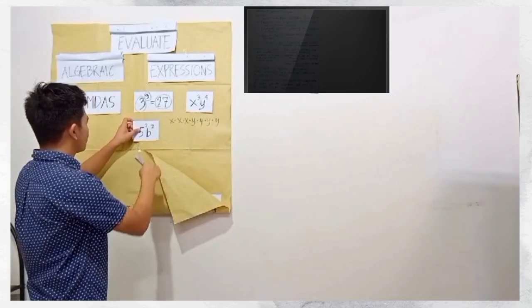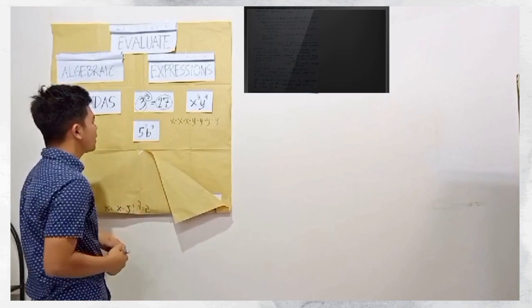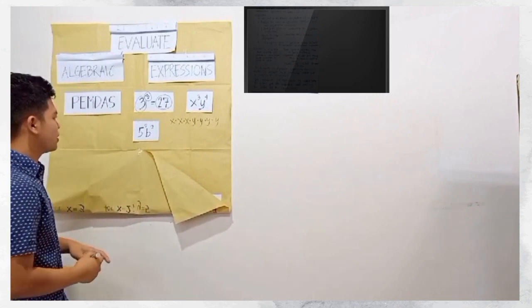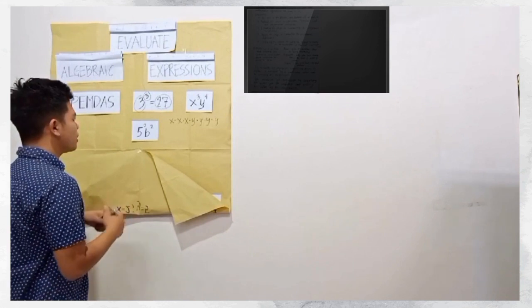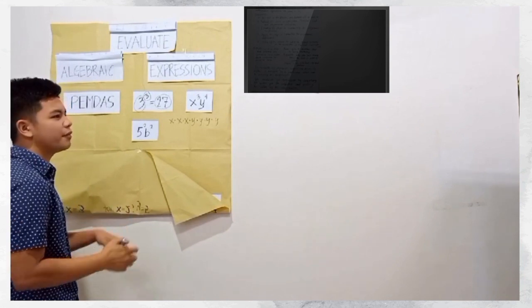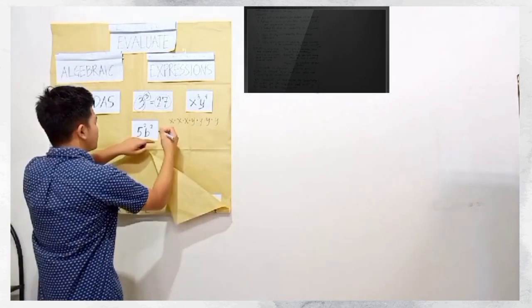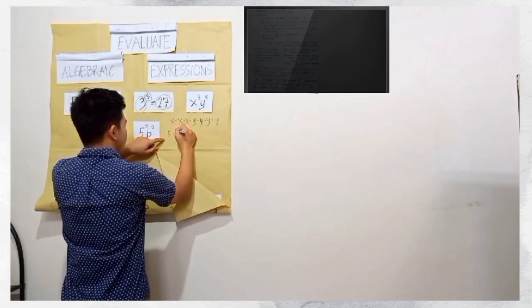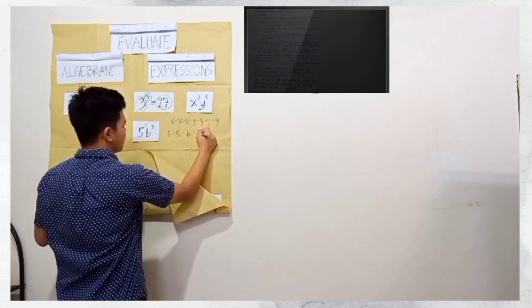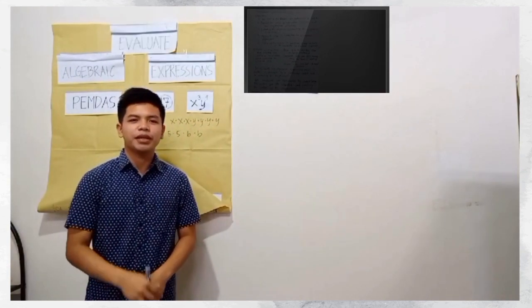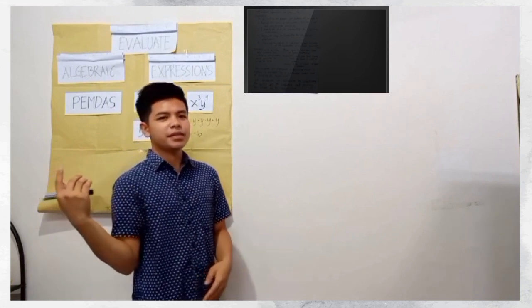Another example, we have 5 squared and p squared. If we are going to have its expanded notation, it will become 5 times 5 times p times p. Okay, have you recalled your learnings about this concept of mathematics?